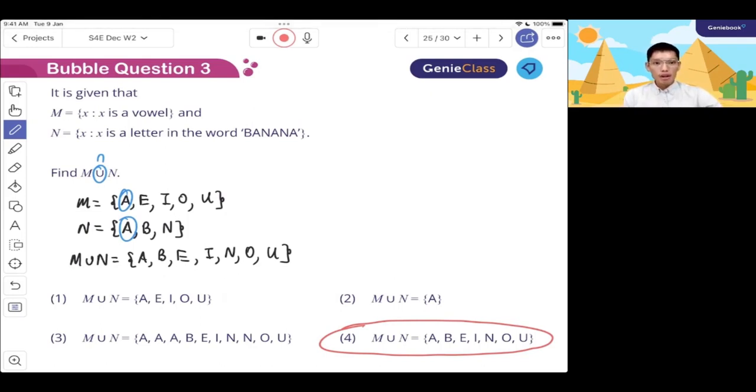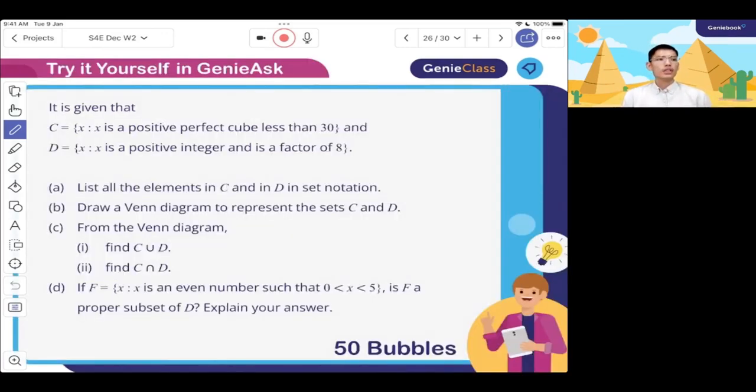So therefore, what happens is this. We have this notion. We have covered union, we have covered intersection, but now let's combine all 3 within a try it yourself. So in this case, this try it yourself, give it a shot. It actually combines all 3 particular concepts. Given the information, how do we find the union, intersection, or how do we know whether it's a proper subset? So try it yourself, okay? Give your answers in Genie Ask, so the things will be given informative.